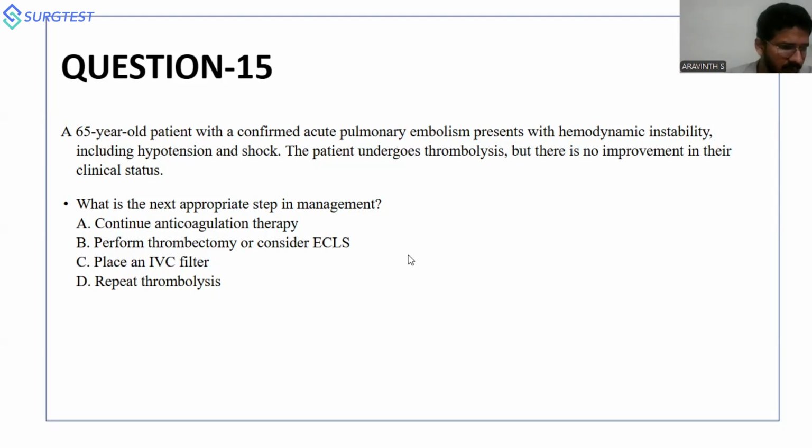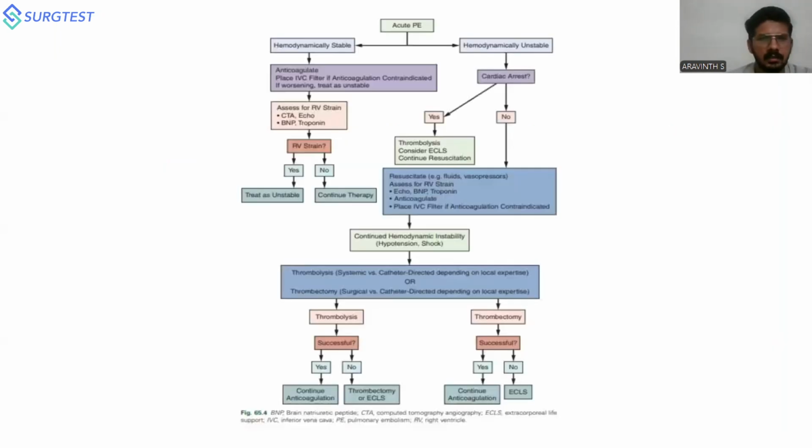This time I have a couple of B's. Perform thrombectomy or consider ECLS. Yeah. All right. Good. So we've just discussed what to do.